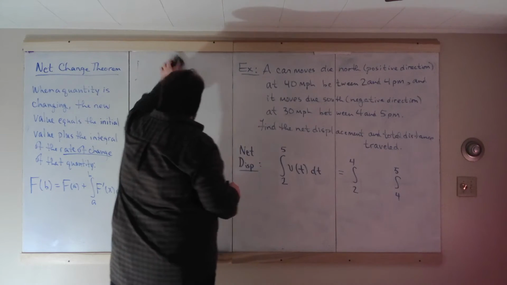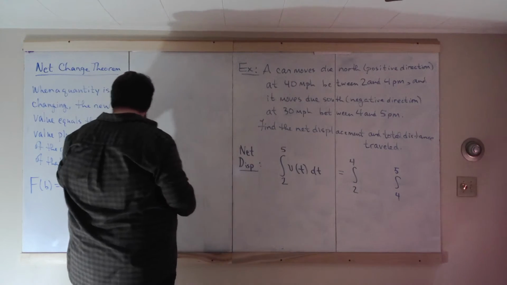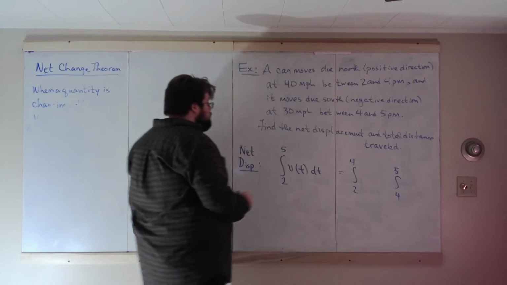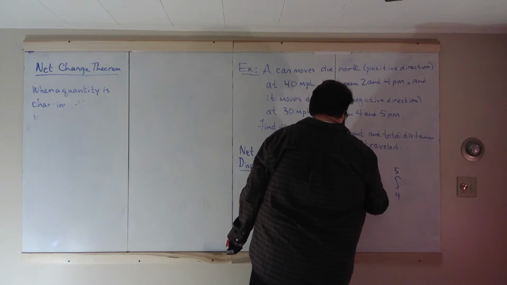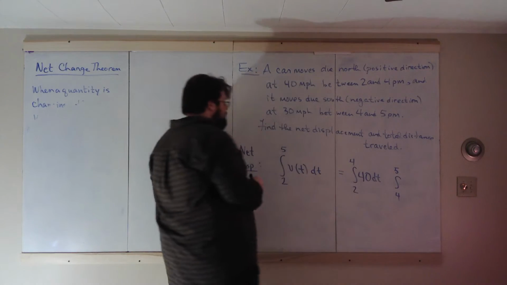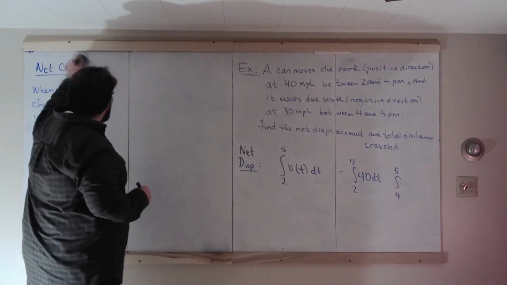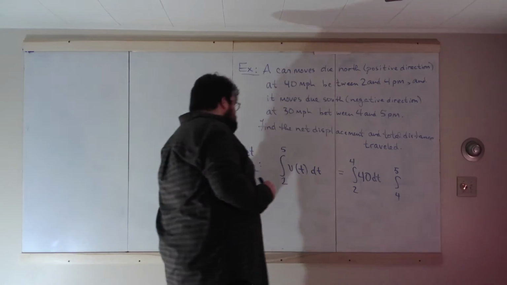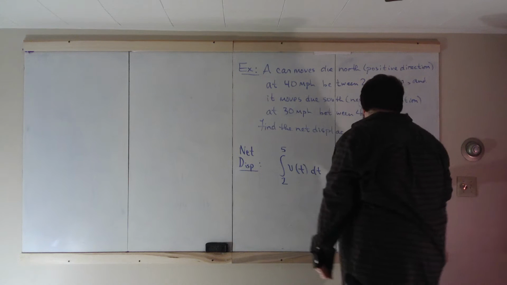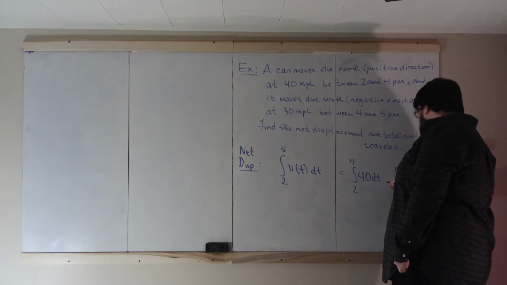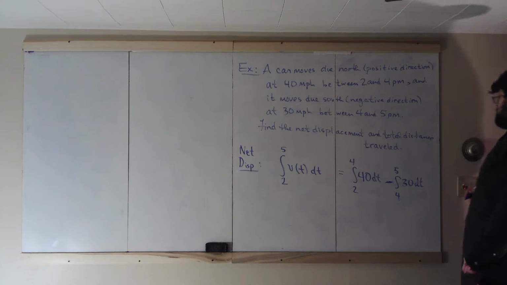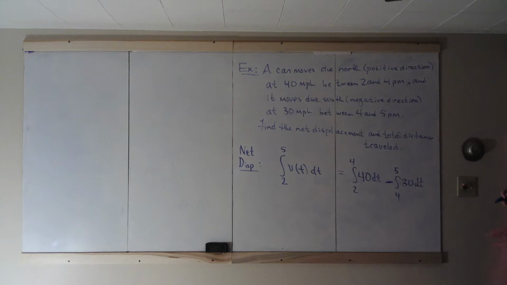What happens on 2 to 4? Well, it moves north, the positive direction, at 40 miles per hour. So the velocity is 40. What about from 4 to 5? Well, it goes south, which remember is the negative direction. So the velocity is going to be negative 30. So plus negative 30, or just minus the integral of 30 from 4 to 5.